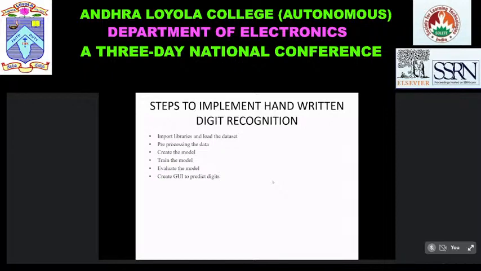Coming to importing libraries and loading the data set. First, we have to import all the libraries and need to train our model. In this model, the Keras library already contains the data set which we have to use. So we can import the data set and start to work on the project. The load data method returns the training data and also the testing data.